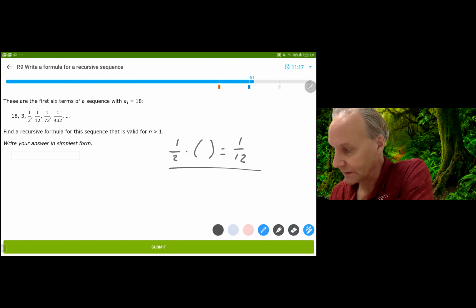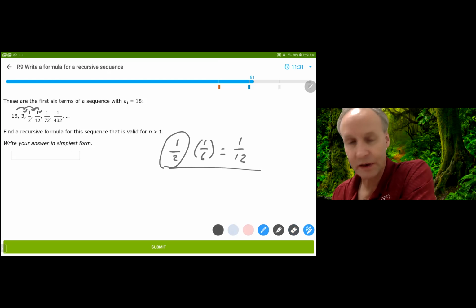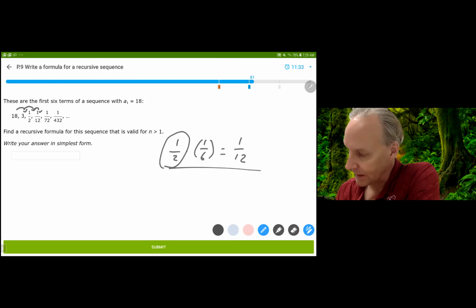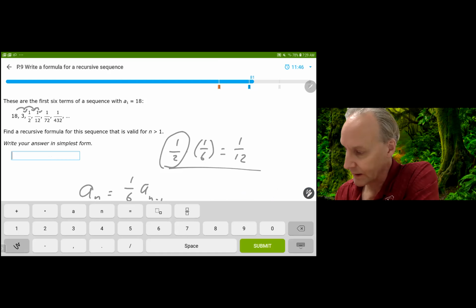It is 1/6. Now, this one we divided by 6, and this one we divided by 6. But multiplying by 1/6 is the same thing. So clearly we're taking the previous term and multiplying by 1/6. So a to the n, I'm going to write it, equals 1/6 a to the n minus 1, and I'll go ahead and put it in. I'm going to get rid of my, there. That way I'm not writing kind of funky there.